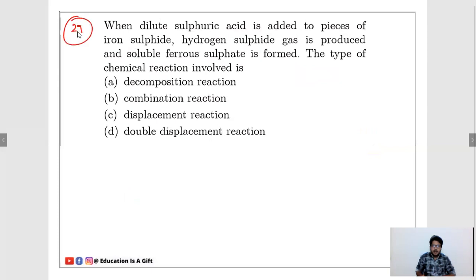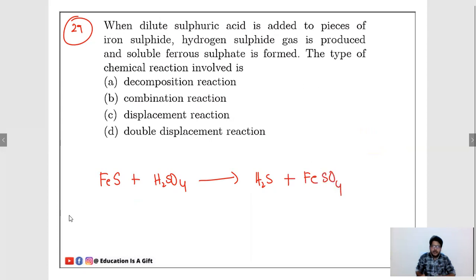29. Last two. When dilute sulfuric acid is added to pieces of iron sulfide, we can write it in the form of an equation. Iron sulfide is FeS. What is added? Sulfuric acid, H2SO4. Hydrogen sulfide gas is produced. Produced means product side. Hydrogen sulfide, that is H2S. And soluble ferrous sulfate is formed. Ferrous sulfate, FeSO4, is formed.